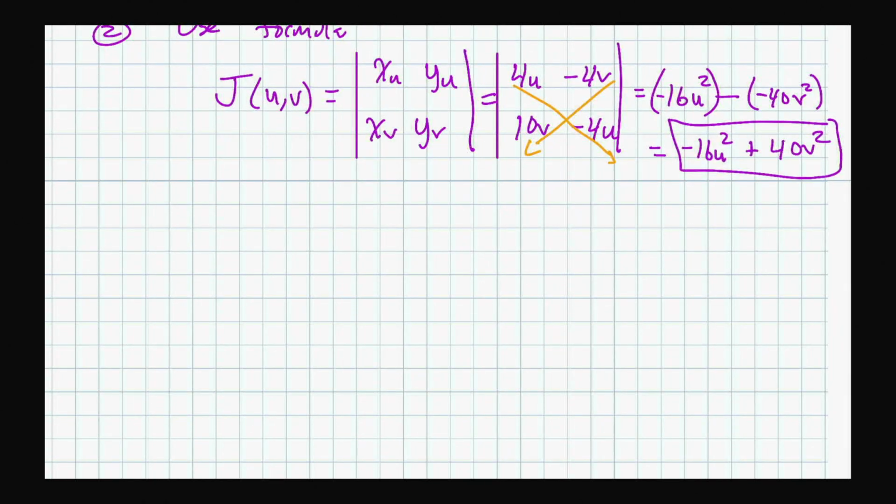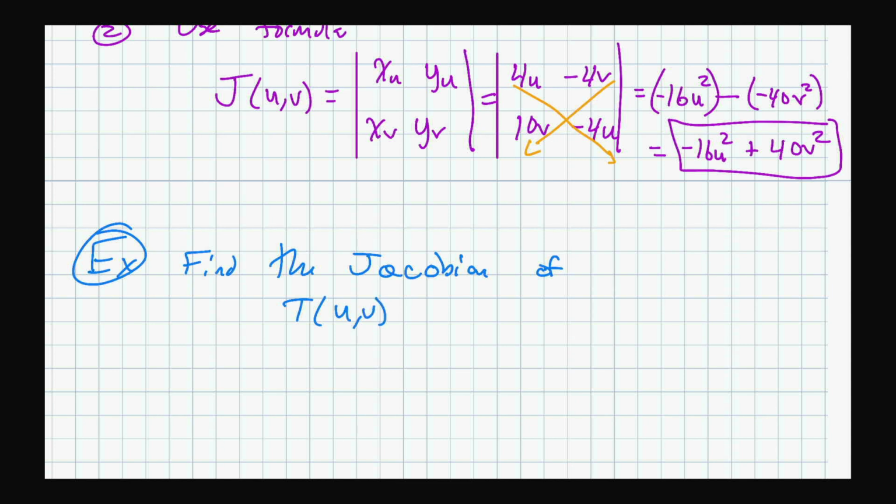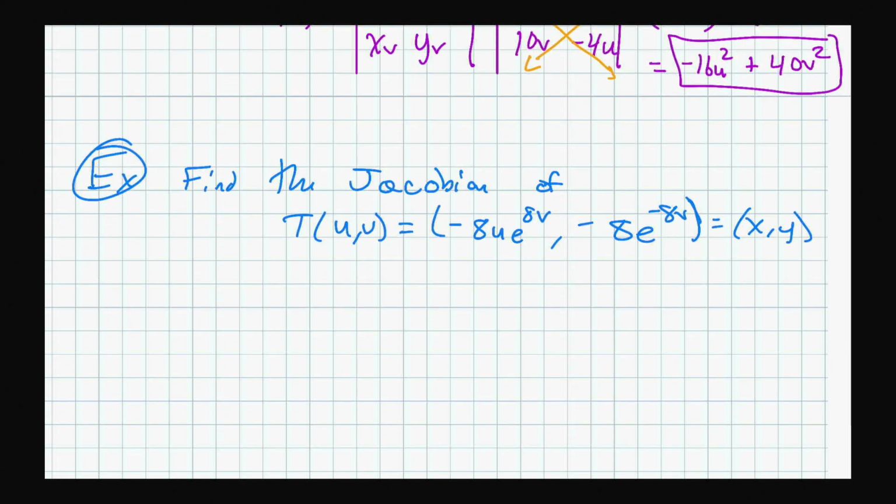Okay, we'll do one more of these computing the Jacobian, and then we'll do some integrals. So, one more example. I'm just going to say find the Jacobian of T of uv equals negative 8u e to the 8v, negative 8, negative e to the negative 8v. And that is, they say, xy. So this is how they write it in the homework, and we're finding the Jacobian.